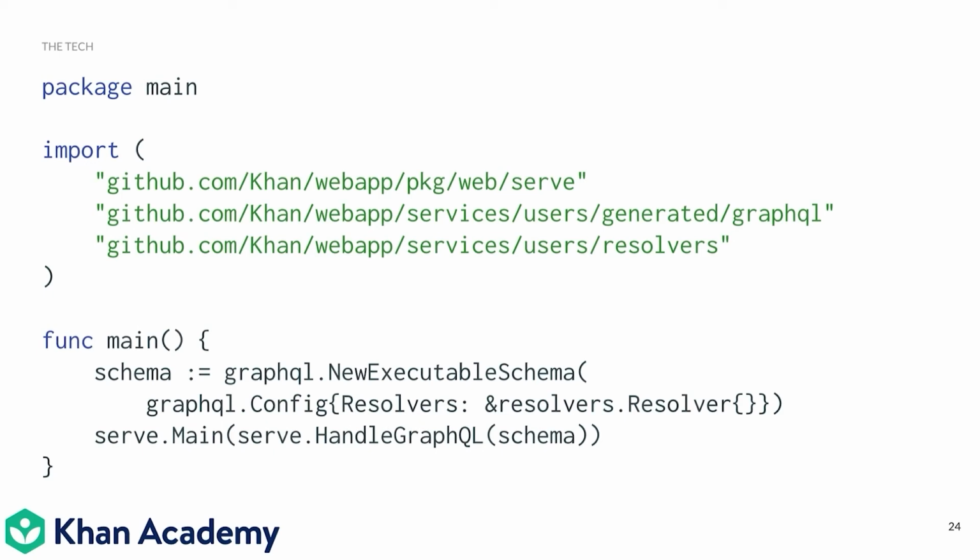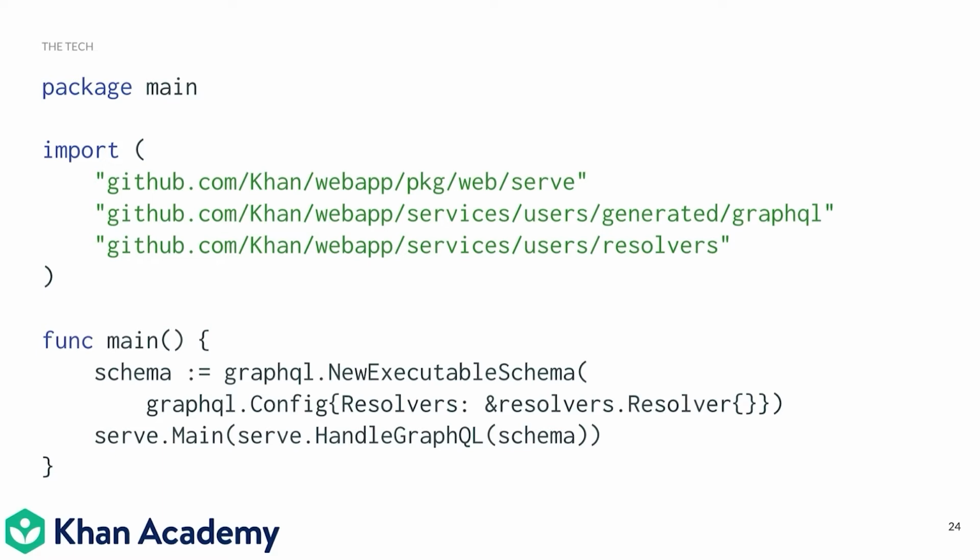So this is the package main for a service, for the serve command rather, and you can see that we're importing. We have our own little web framework, but our little web framework is basically just some conveniences around the standard net HTTP stuff that Go provides, but conveniences for our services. We're going to pull in the generated GraphQL code from gqlgen, and we're going to pull in our resolver code, and basically glue those together into an executable schema. And we use that schema to handle the GraphQL requests that come in. So that's what serve.main, serve.handle GraphQL passed into the schema.